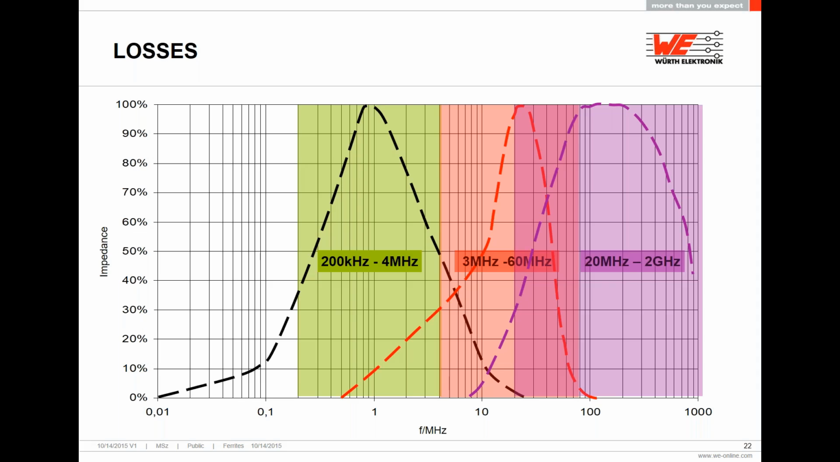We also have manganese zinc, which is the red portion of this graph, and it is typically used for frequencies between 3 megahertz and 60 megahertz. And last but not least, we have nickel zinc, which is the purple portion of this graph. This is used at frequencies of 20 megahertz to 2 gigahertz, because it is very resistive at higher frequencies.